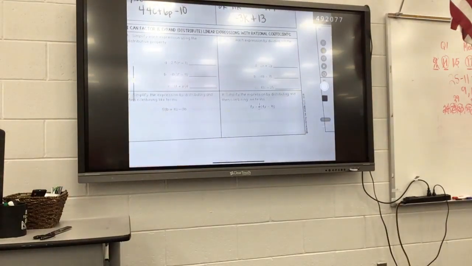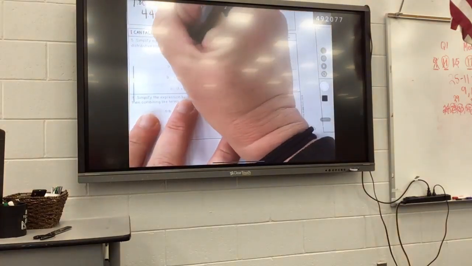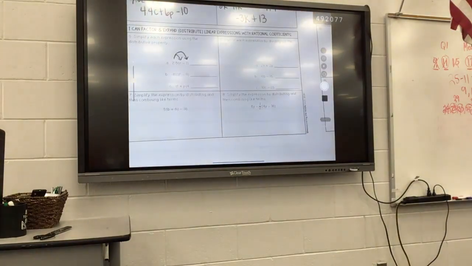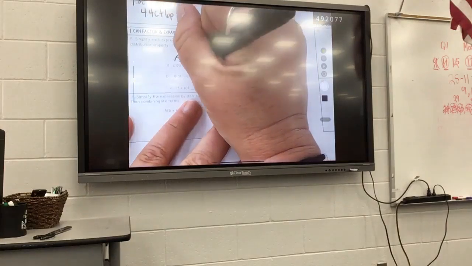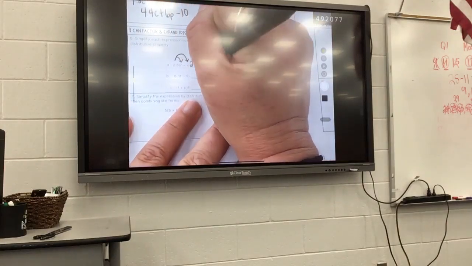So, what does it mean by distribute? What do I have to do, Hunter? Multiply the outside number by each number in the parentheses, even if it's a variable. Okay. So for this first one, we're gonna distribute that 2.5 into our parentheses. So we end up with 2.5r minus 2.5.